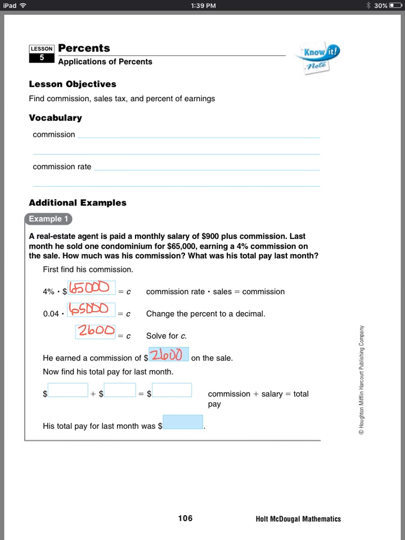Now we're going to find his total pay for the month. So he made the $2,600 on the condo, plus he has a monthly salary of $900. So we're going to add that, and we're going to get $3,500. So his monthly salary, or what he took home at the end of the month, is $3,500.